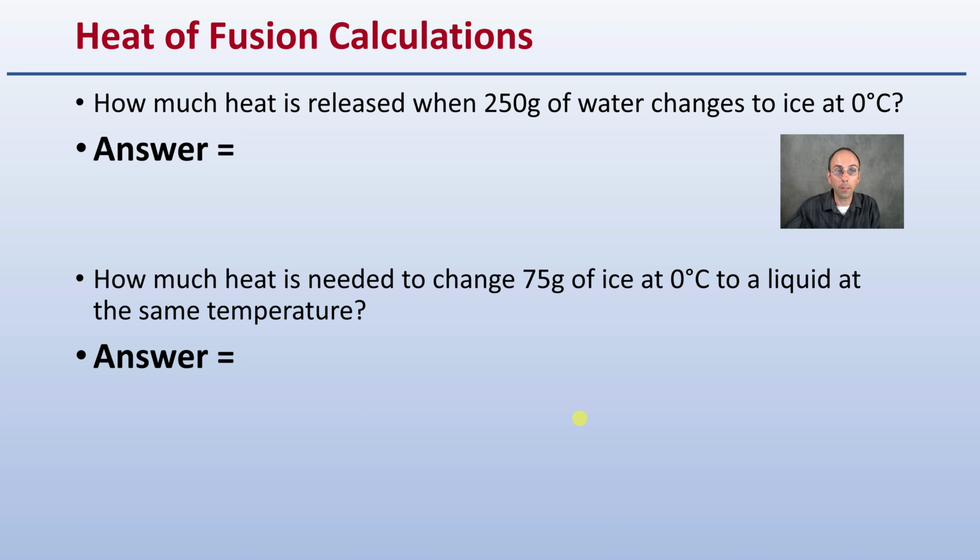All right, so hopefully you had a chance to go over and figure out your answers, and hopefully you got 83,500 joules for the first one, 25,050 joules for the second one. If you did not, go back to that equation, write it out, keep track of your units, keep track of your variables, and hopefully you can find out if you made an error where that error actually was.